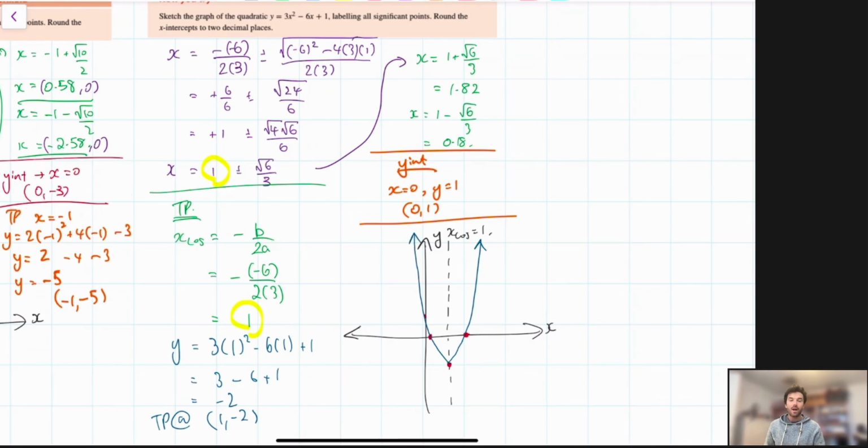There we go. And yeah, that's probably a bit pointy. You probably want to round that off a little bit more, like something like that, just to fix it up. But overall, that's how we do those kinds of questions.